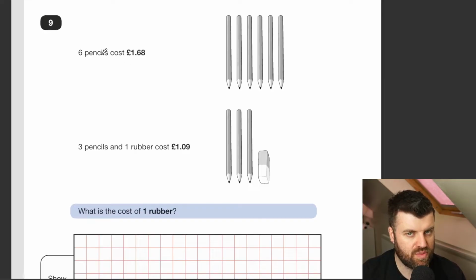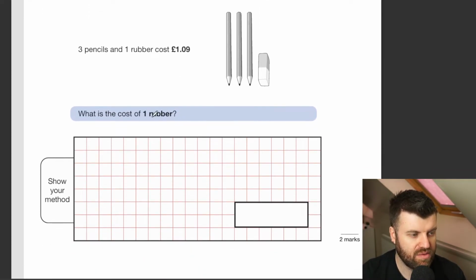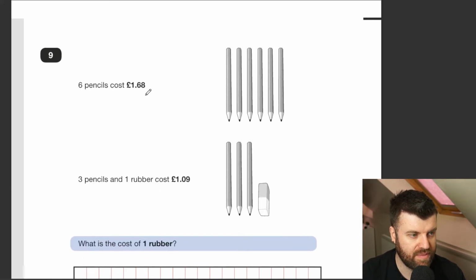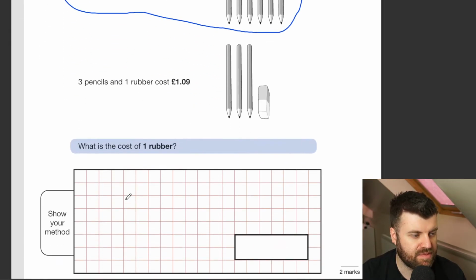Question 9. 6 pencils cost £1.68. 3 pencils and a rubber cost £1.09. What's the cost of a rubber? Well, the first step is to work out how much a pencil costs, and we can do that using this top set of data here. If £1.68 is 6 pencils, we take £1.68 and we divide by 6 because that will give us the cost of 1 pencil. 6s into 1 obviously don't go.